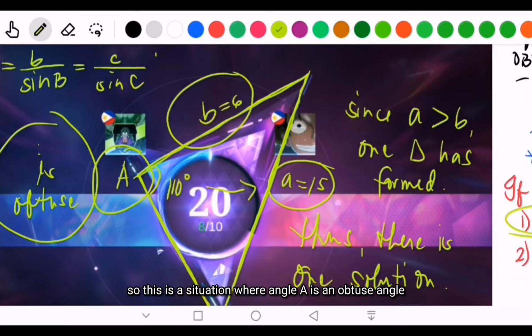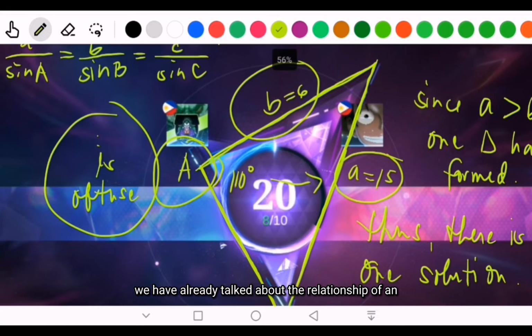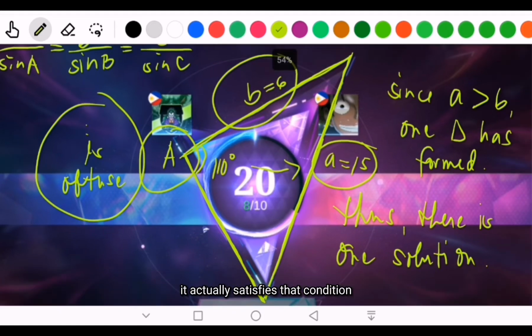So, this is a situation where angle A is an obtuse angle, and in the previous video, we have already talked about the relationship of an angle to its opposite side. The larger the value of the angle, the longer the length of its opposite side. So in this case, it satisfies that condition. Therefore, one triangle will be created from this. Thus, there is one solution for this triangle.